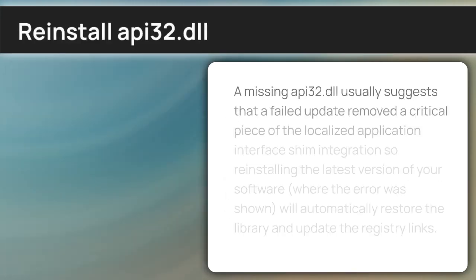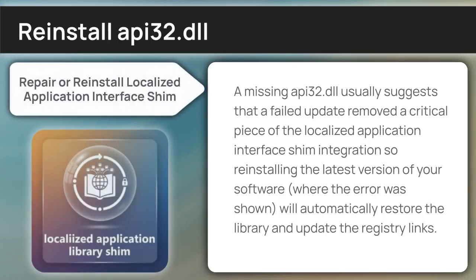A missing api32 library DLL usually suggests that a failed update removed a critical piece of the localized application interface shim integration, so reinstalling the latest version of your software, where the error was shown, will automatically restore the library and update the registry links.